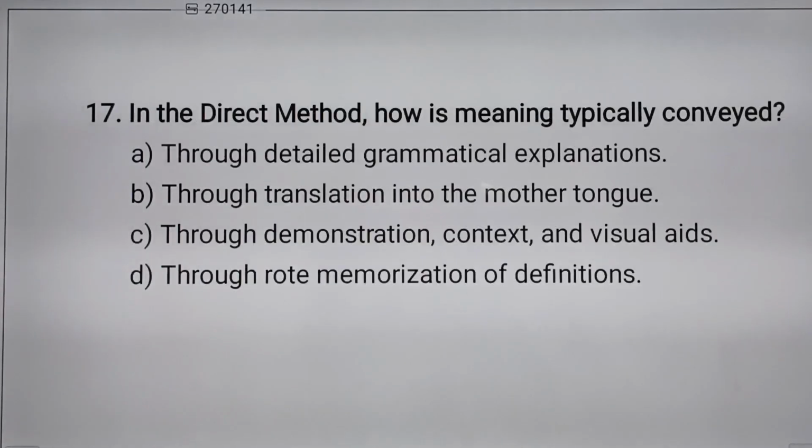Next, in the direct method, how is meaning typically conveyed? A. Through detailed grammatical explanations. B. Through translation into the mother tongue. C. Through demonstration, context and visual aids. D. Through rote memorization of definitions. The right answer is C. Through demonstration, context and visual aids.